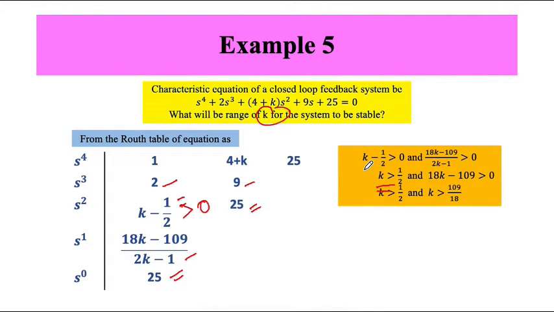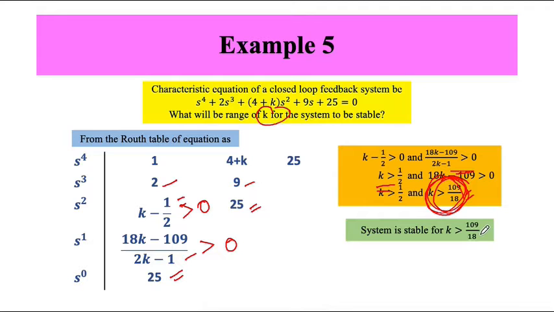The second condition is that this term will also be positive. So (18k minus 109) by (2k minus 1) is greater than 0. That implies k is greater than 109 by 18. Now definitely this value is greater than half. So the system will be stable when the value of k is greater than this. So the system is stable for k greater than 109 by 18.